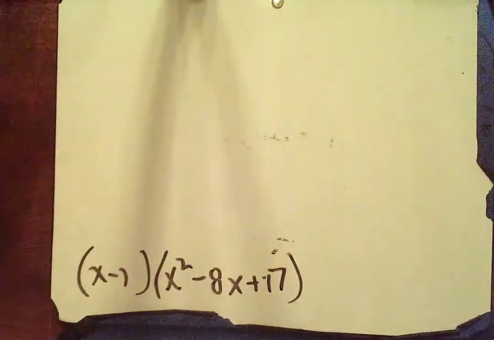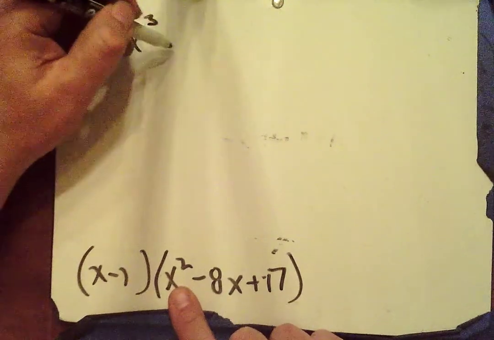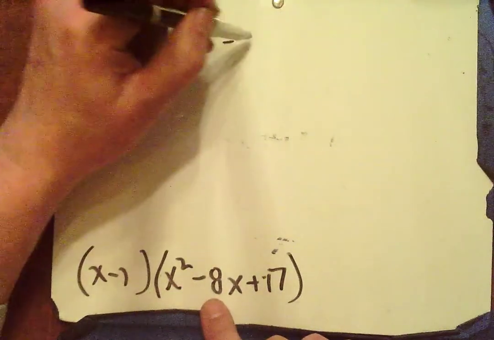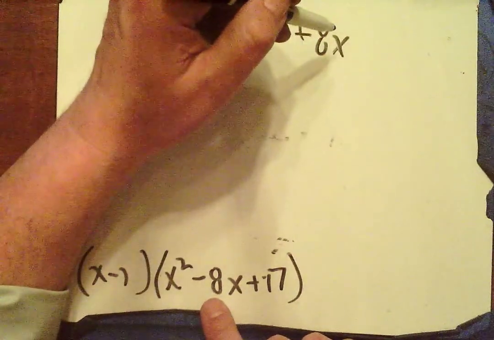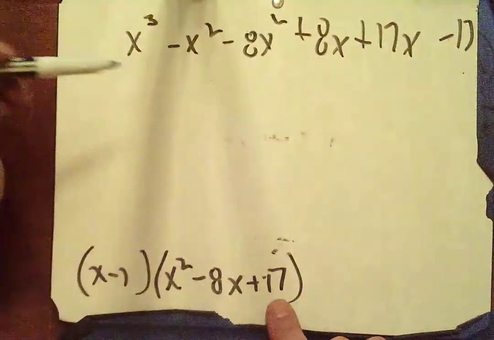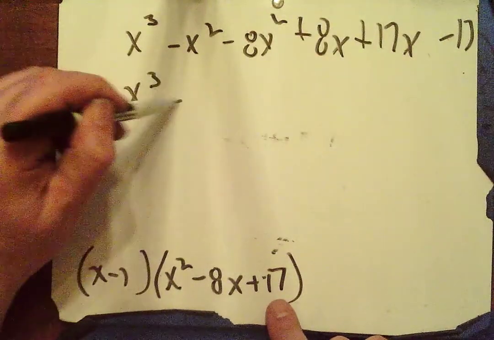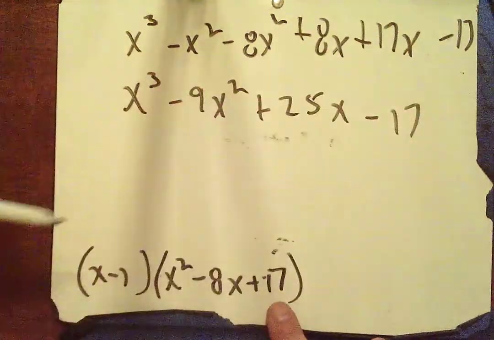Right, and I'm going to need to do that so that I can see what that FOIL form is. So I'm going to have x to the third minus x squared minus 8x squared plus 8x plus 17x minus 17. So that's x to the third minus 9x squared plus 25x minus 17.